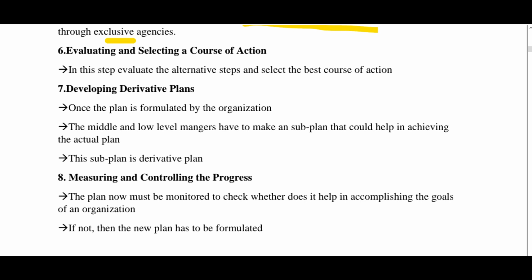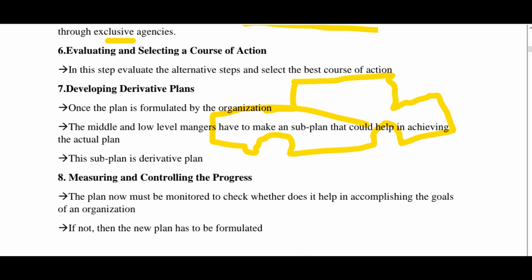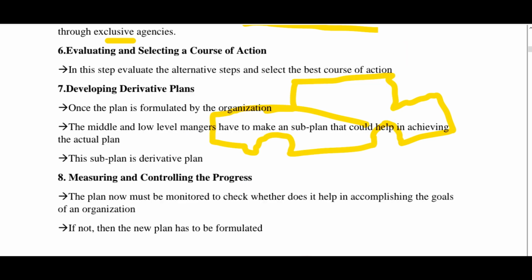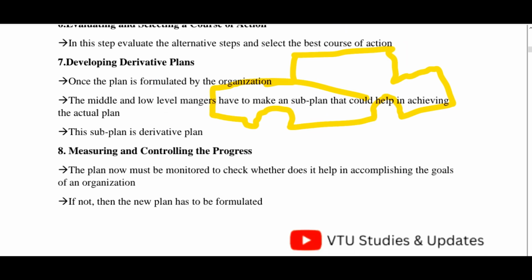Developing derivative plan. Once a plan has been formulated and implemented, the middle and top level managers should make a sub plan to achieve the actual plan. Like if our plan is to create a car, the sub-level manager has to make a plan just to create a wheel. With the help of the sub-plan we can finally achieve the actual plan. The sub-plan is a derivative plan.